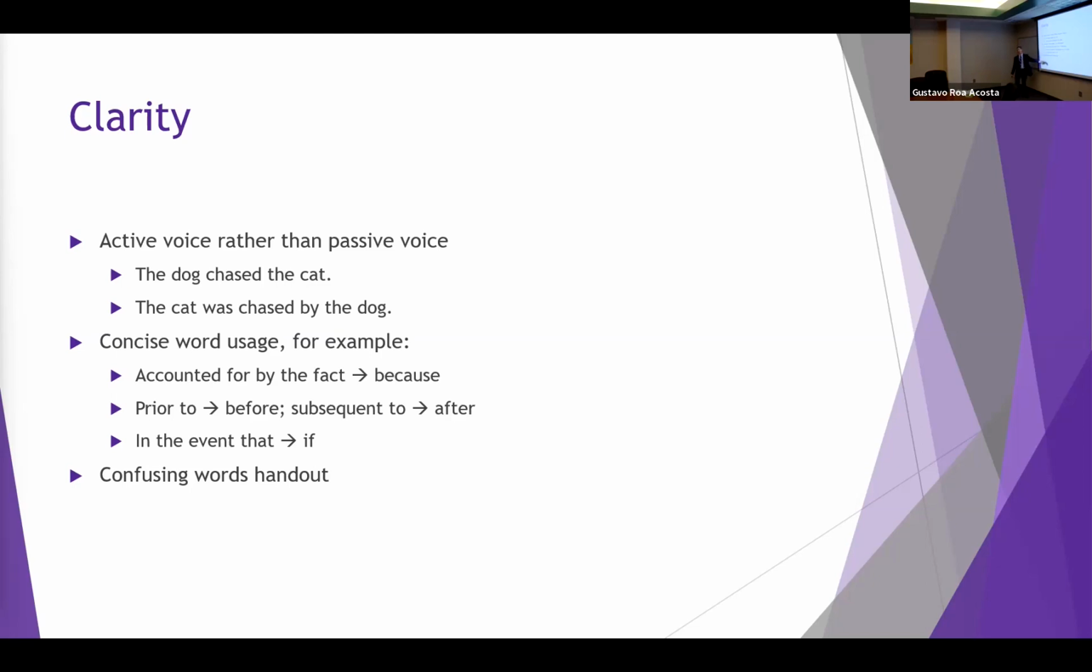Or "in the event that" versus "if." This will happen if that happens, versus this will happen in the event that that happens. Yeah, there's a bunch of those examples.